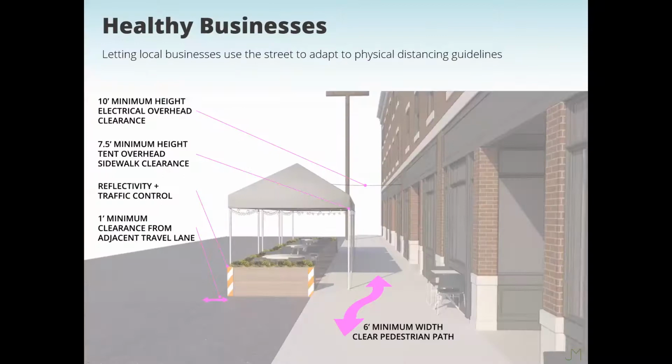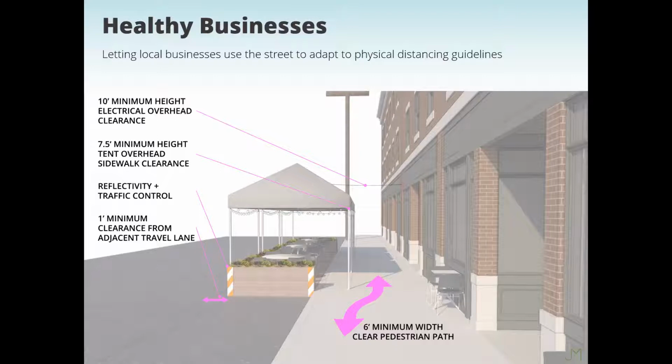All right, so healthy businesses for 2021. There's definitely some important things that Jacob, thank you, touched on in your presentation as well. One of which is the 6-foot minimum width for a clear pedestrian pathway. That's our requirement for the Healthy Business Permit Program. We have a couple other really important things to look at. We have a 10-foot height for electrical overhead clearance.